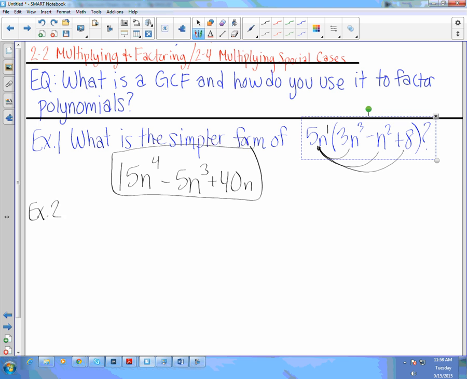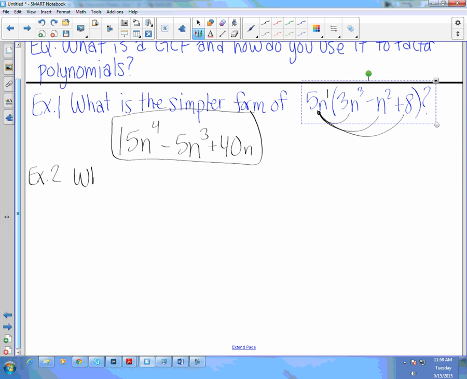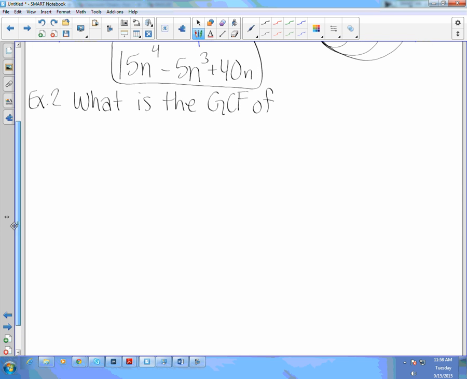So example 2, I'm going to ask what is the GCF of the following polynomial. So we're looking for the greatest common factor of 3x to the 4th minus 9x squared minus 12x.